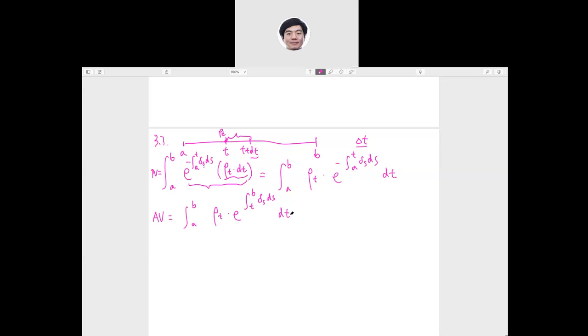You see, in the world of continuously payable, when you do discounting, it's exponential of a negative integral. When you do accumulating, it's exponential of positive, right? Because positive will give you something bigger than 1, negative will give you something less than 1. Less than 1, you do discounting. Bigger than 1, you do accumulating, right? So that's the AV formula. That is essentially everything you need to know about the continuously payable.